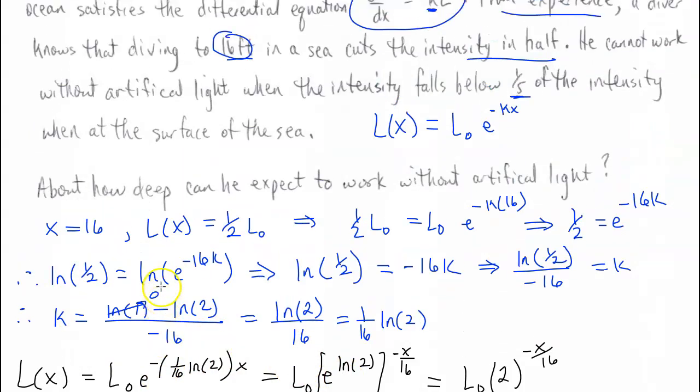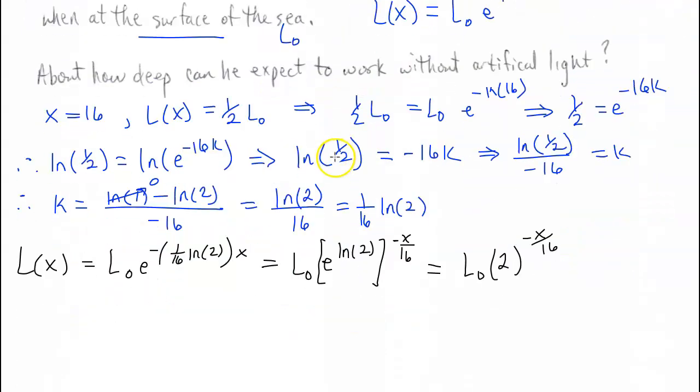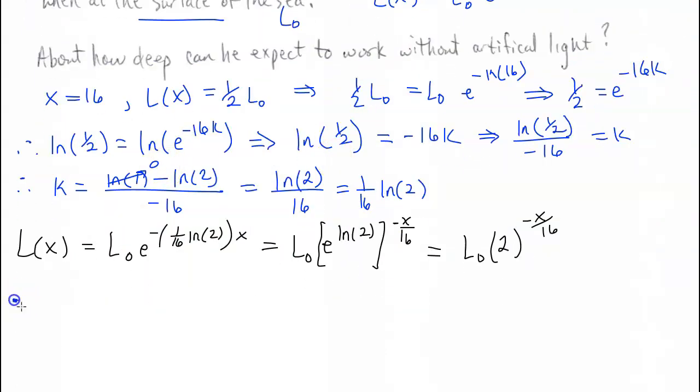Now that we have that, the second piece of information we're told is that he cannot work without artificial light when the intensity falls below 1/5 of the intensity at the surface. The intensity at the surface is exactly what L sub 0 is. So we're now finding out what x is when L of x is 1/5 of the original intensity of the light.